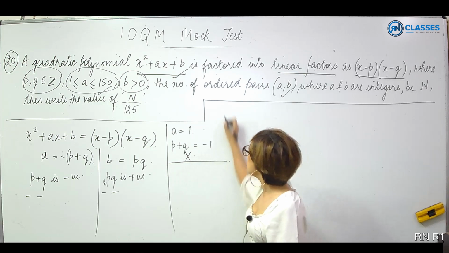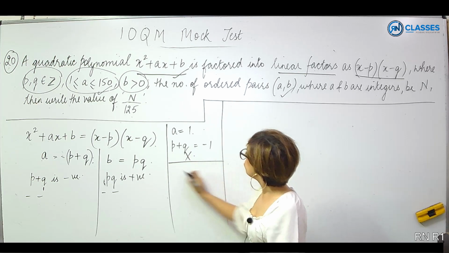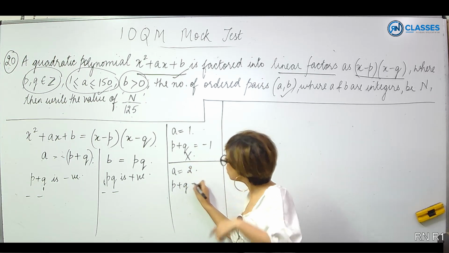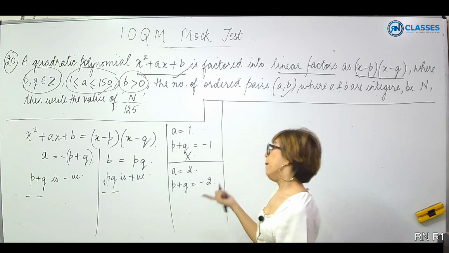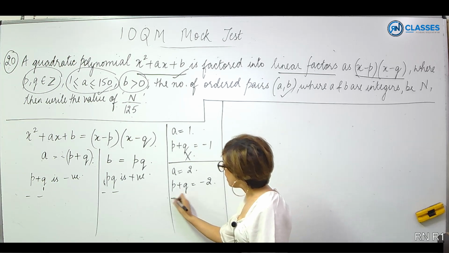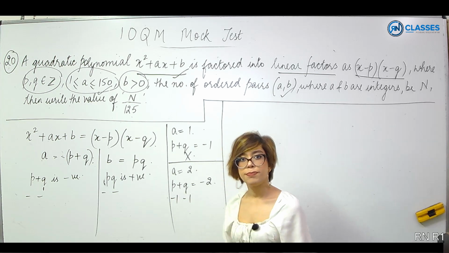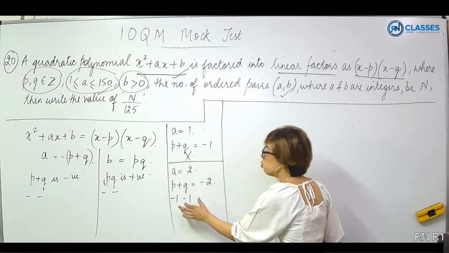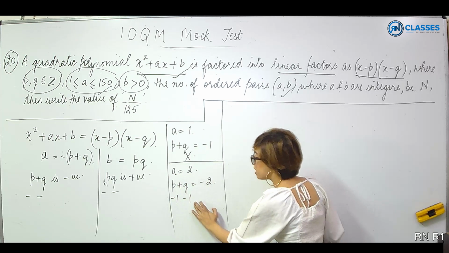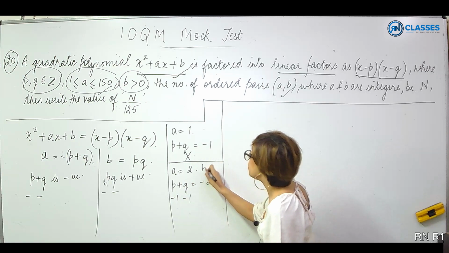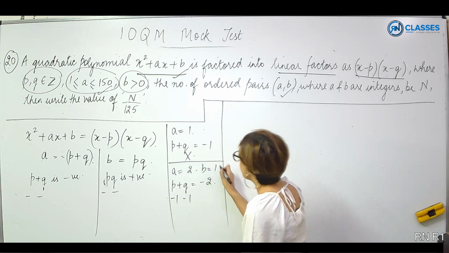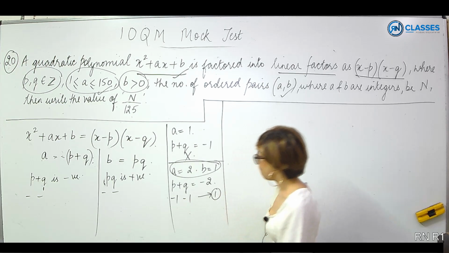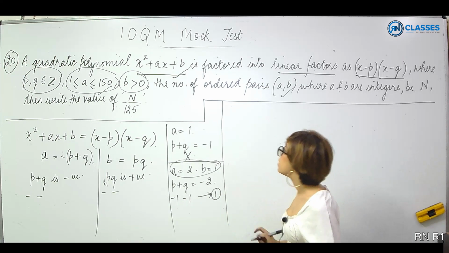Okay, let's see what happens. Next case, let me take A equal to 2. So that means P plus Q is equal to minus 2. That means I can take minus 1, minus 1. If that is the case, I have A as 2, then P is minus 1, Q is minus 1. That means B will turn out to be minus 1 into minus 1, which is 1. So because of this, I get 1 ordered pair. Yeah, success. At least we got one.